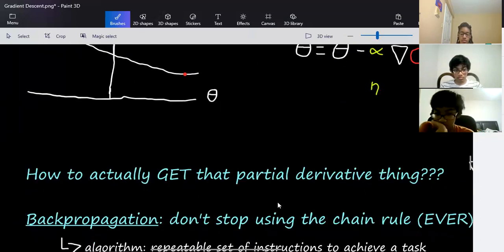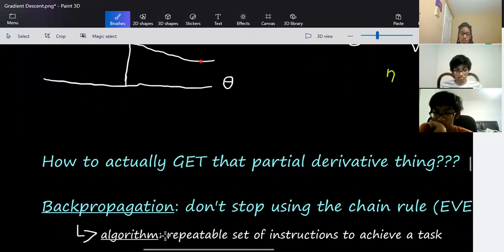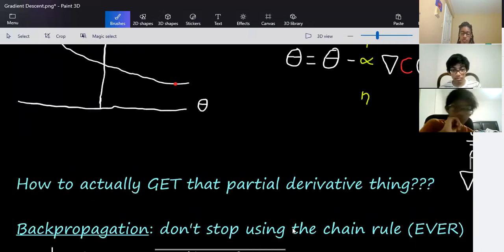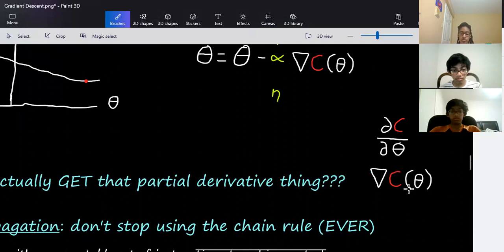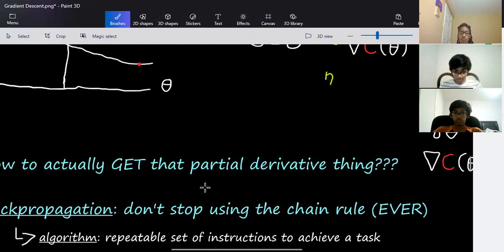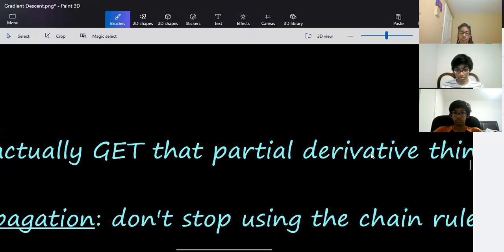Also, I keep using this word algorithm. I didn't define it earlier, but it's just a general concept in computer science for a repeatable set of instructions so that you can achieve some goal. Here, backpropagation is a repeatable set of instructions so that we can figure out what these values are. Making sense? You want to dive into it? No, that's fine. We're still going to dive into it.